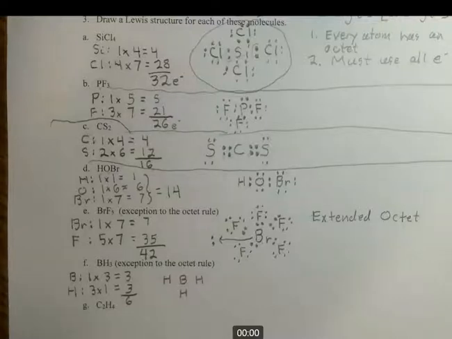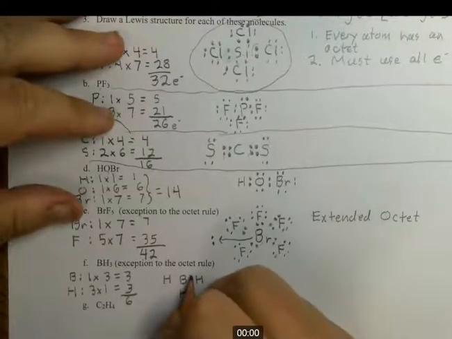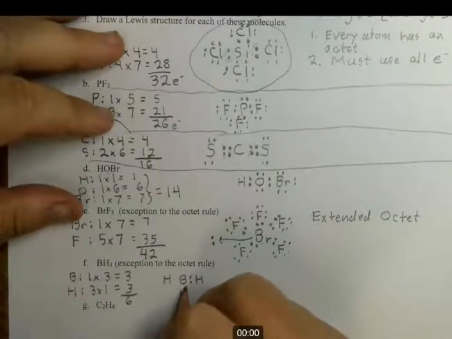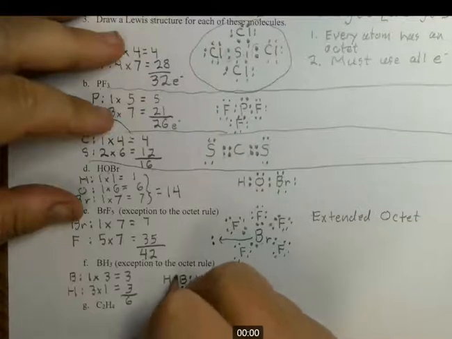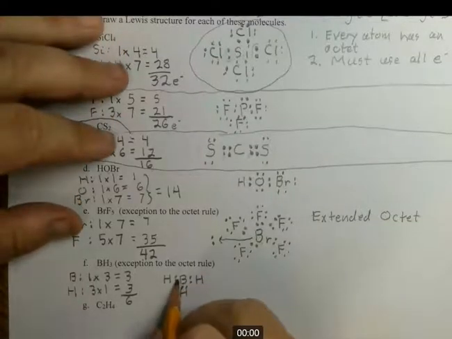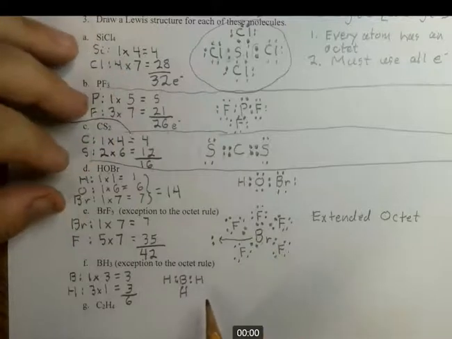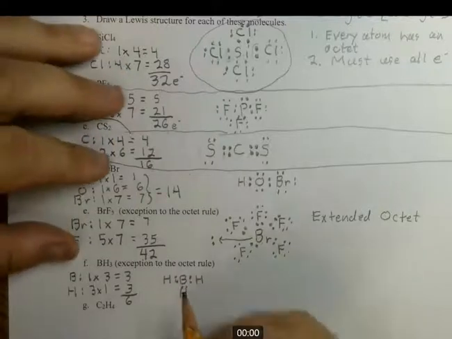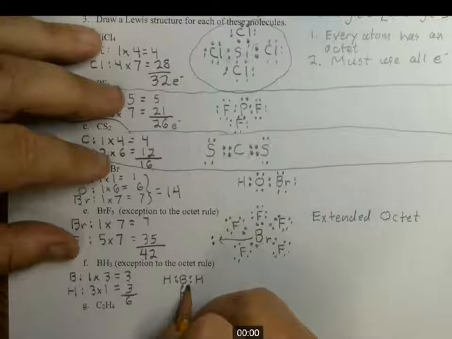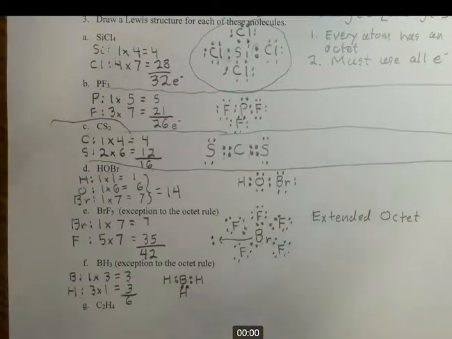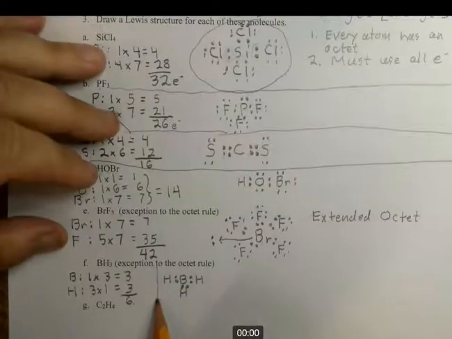And now we create single bonds between the central atom and the terminal atoms. So there's 1, 2, 3, 4, 5, 6. So we see that each hydrogen has a full octet. Each one has 2 electrons. Hydrogens are happy. They've got a full octet. Boron doesn't have 8. It only has 6. But we've used all the electrons we have to use. We've used 6. So this has to be our final answer.